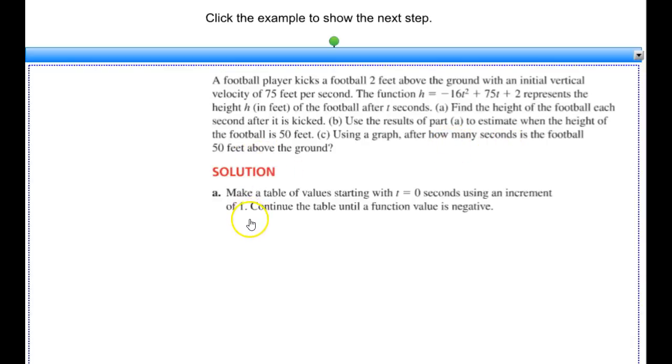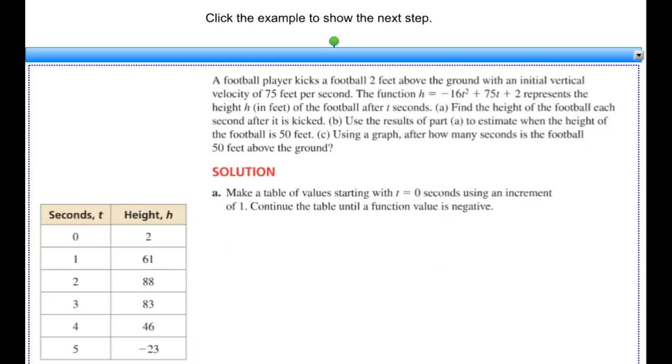Then using a graph, after how many seconds is the football 50 feet above the ground? So the first thing I want to do is make a table of values starting with t equals 0, right? Because that's right when I kick the ball. And then I'm looking at every second, so I'm going to use my increments of 1. And I'm going to continue that table until my function value is negative, right? We can't actually have a function value that's negative because that means it would be below the ground. But that tells me right when it hits the ground again.